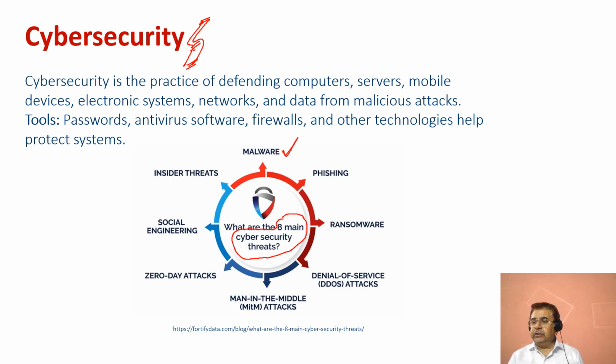The first one is malware. This is harmful software that damages or steals data. An example could be a virus that slows down your computer. You can identify it by sudden crashes and strange messages popping up. What you should do is update your antivirus and not click on any unknown link. Then we have phishing. In phishing, you will receive fake emails that ask you to click on a link. Please don't do that.